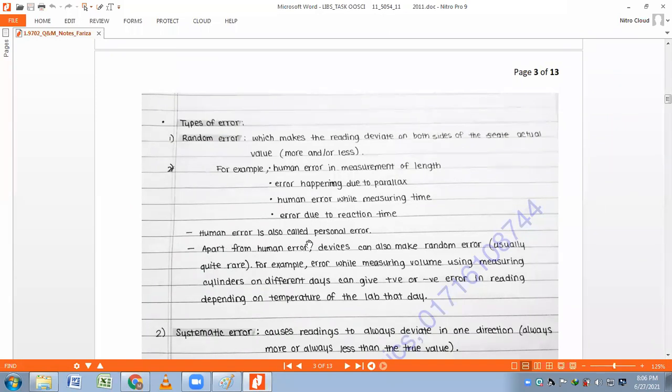The next thing that we have: human error is also called personal error. That's another name. Apart from human error, devices can also make random error.